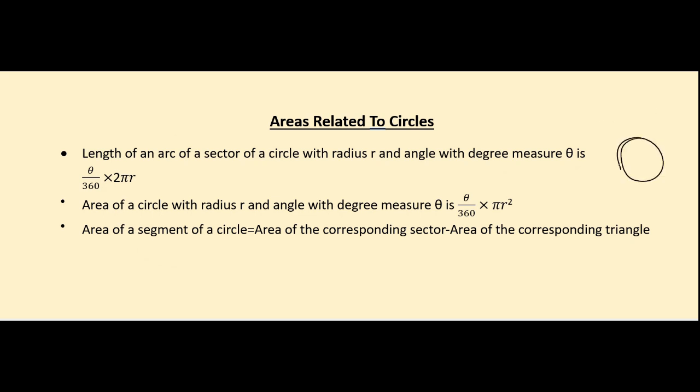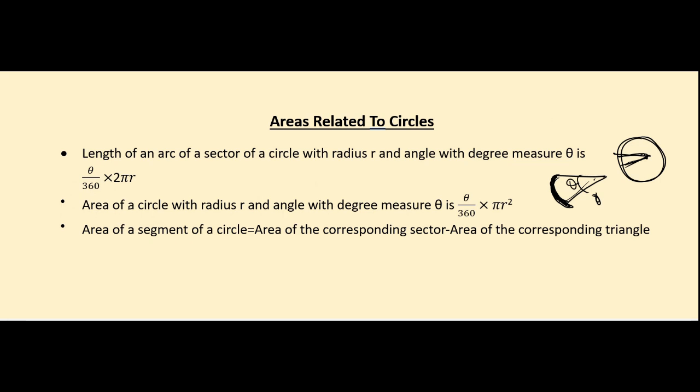So, if this is a circle, we are taking a small part. I will draw here. So, if this is the length of an arc of a circle with radius r and degree measure theta, then what is the length of this arc? That is nothing but theta divided by 360 into 2 pi r. 2 pi r is, correct, the circumference of a circle.